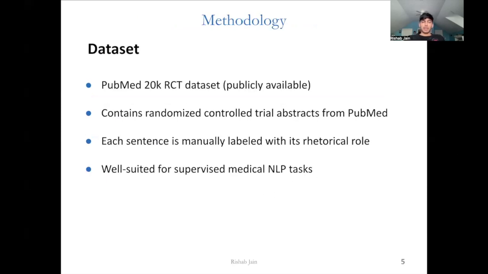So for my methodology for this project, I used the PubMed 20K RCT dataset, which is a publicly available dataset of randomized controlled trial abstracts from PubMed. Each sentence in the dataset has been manually labeled as background, objective, methods, results, or conclusions. And so this makes it well suited for supervised learning and avoids privacy concerns associated with real clinical notes.